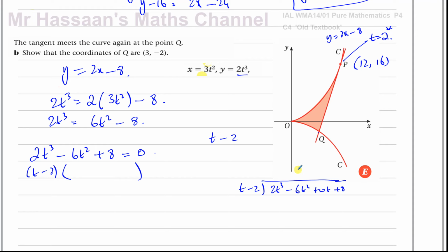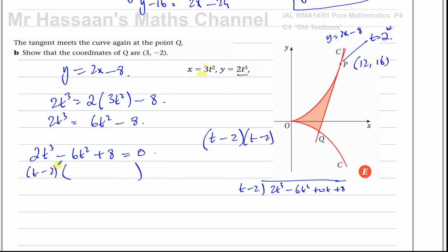But what you will find if you do this is that when you factorize it, one of the factors will be t minus 2 again. Why? Because you have a repeated root here. When you have a tangent to a curve, there's always a repeated root. So at t equals 2, there's actually going to be a repeated root. So you're going to have t minus 2, and again, t minus 2.